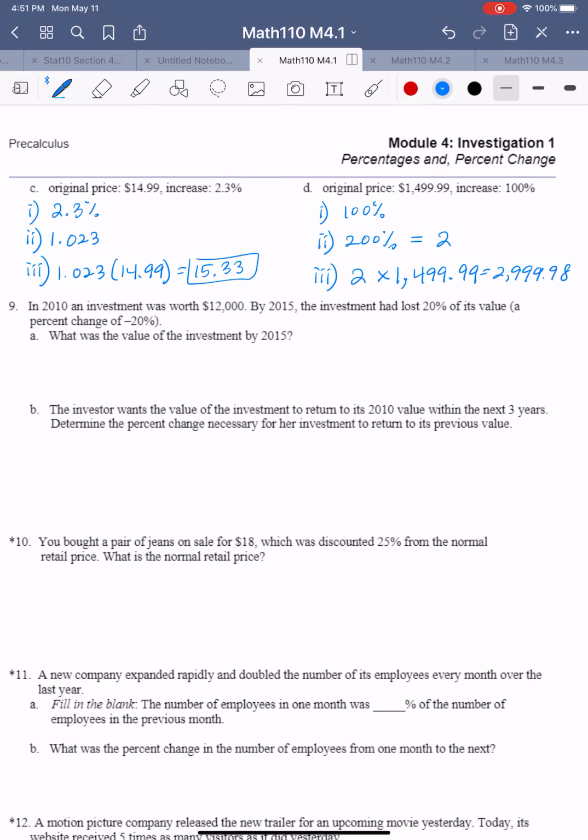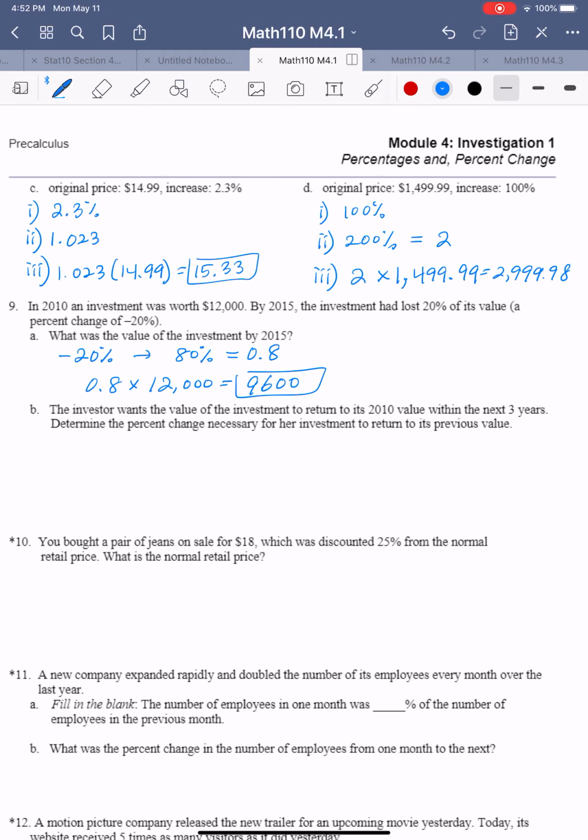All right, number 9. In 2010, an investment was worth $12,000. By 2015, the investment has lost 20% of its value, a percent change of negative 20%. So what was the value of the investment by 2015? You're losing 20%, which means you still have 80% left, which is the same as 0.8. So it's 0.8 times the original 12,000, and the amount is 9,600.